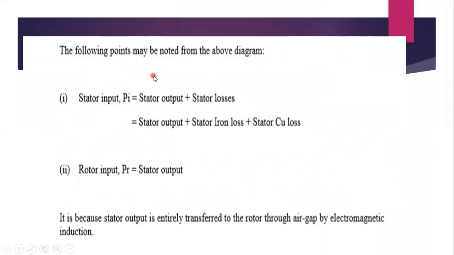The following points may be noted from the power flow stages. The stator input PI is nothing but the stator output plus the stator losses, which are the iron loss and the stator copper loss. The rotor input PR is equal to the stator output. The stator output is also known as the rotor input, and that is also called the air gap power.